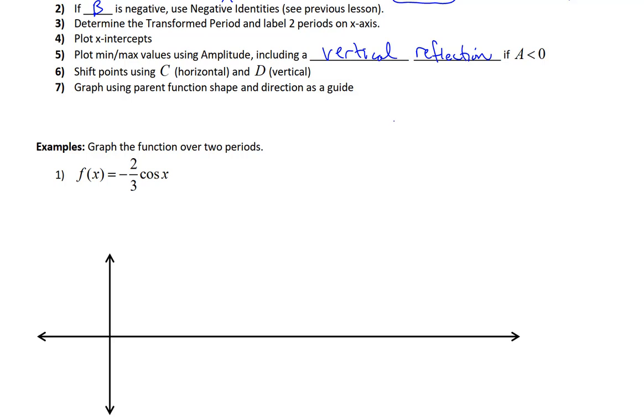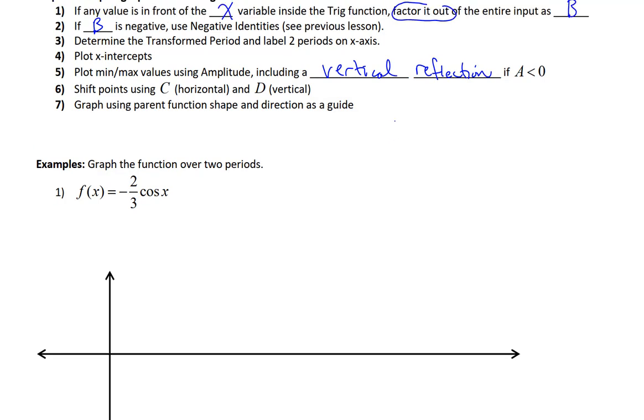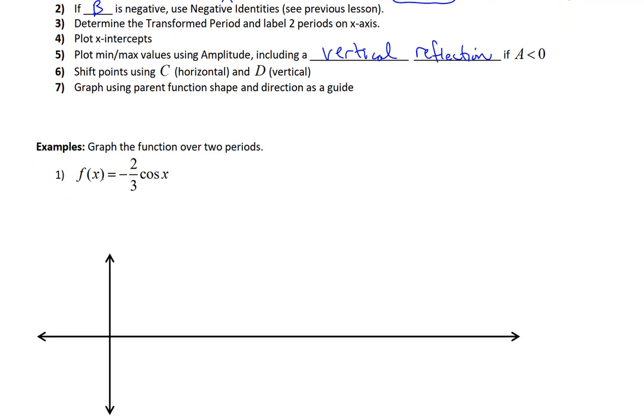So, okay, that seems like a lot, and it is. But as I said, as you get using these steps, I think you'll find it's not that bad, and once you get used to this process, it can move much more quickly. So let's go through several examples.